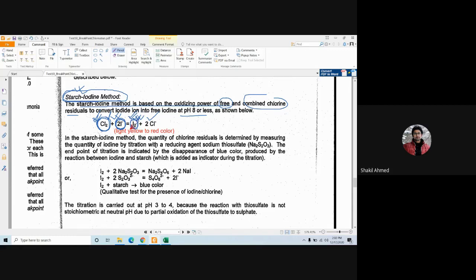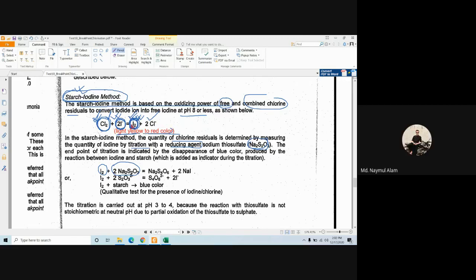Now, iodine has a light yellow to red color. We will determine the iodine concentration by titration with sodium thiosulfate, titration with a reducing agent. Iodine is an oxidizing agent, and thiosulfate is a reducing agent. So we need to calculate the amount of iodine, by using a reducing agent like sodium thiosulfate. Now, look, this light yellow to red color, whose color is this? Free iodine, am I right?